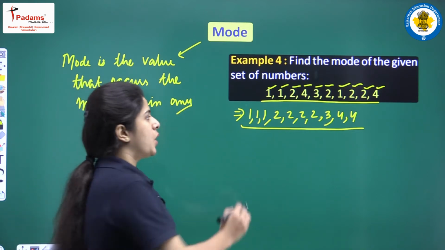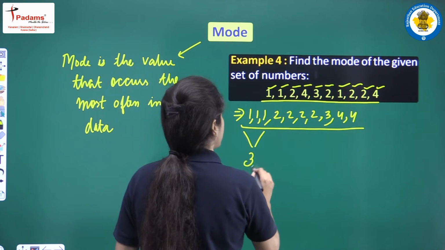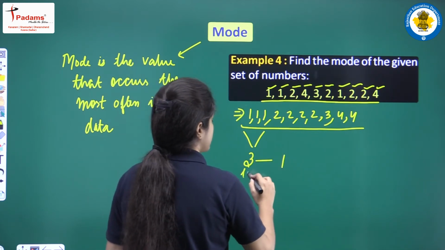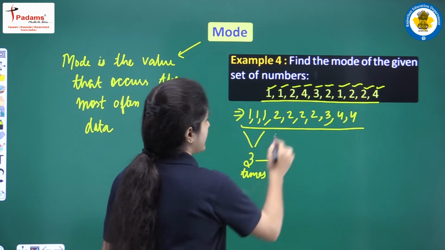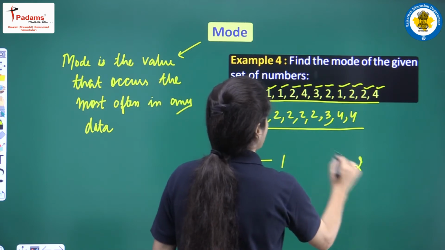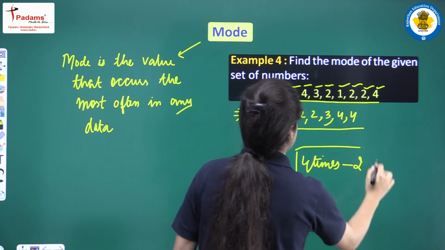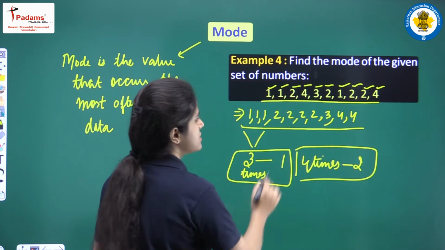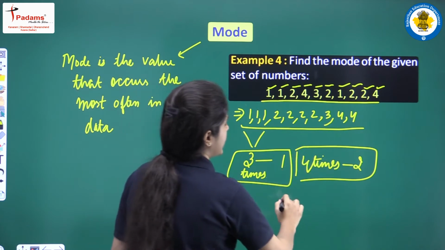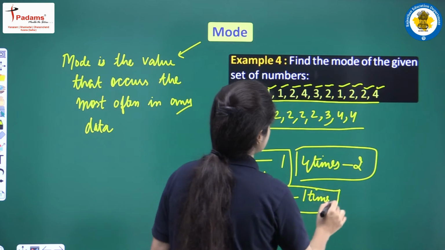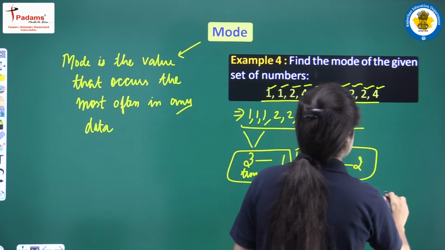Now tell me, 1 is occurring 3 times, right students? 2 is occurring 4 times, right students? So 1 is occurring 3 times, 2 is occurring 4 times, 3 is occurring only 1 time, and 4 is occurring twice, that is 2 times.